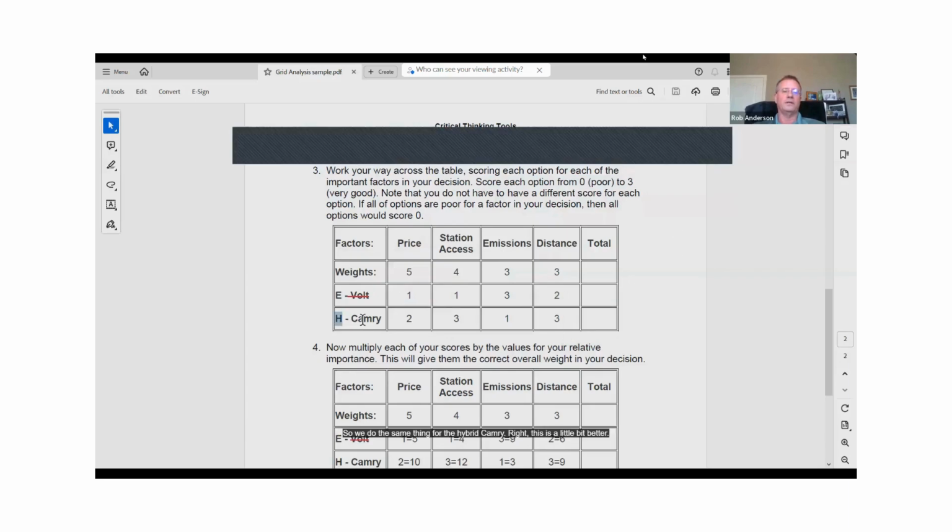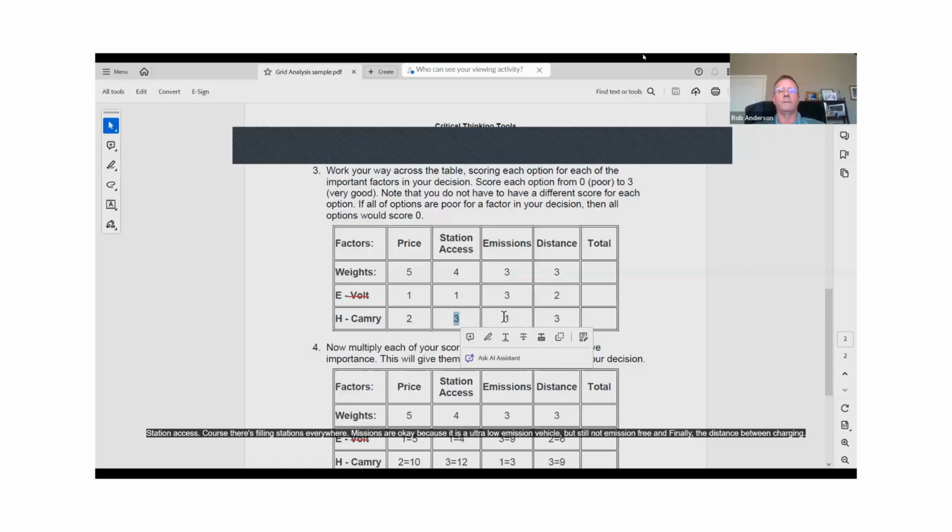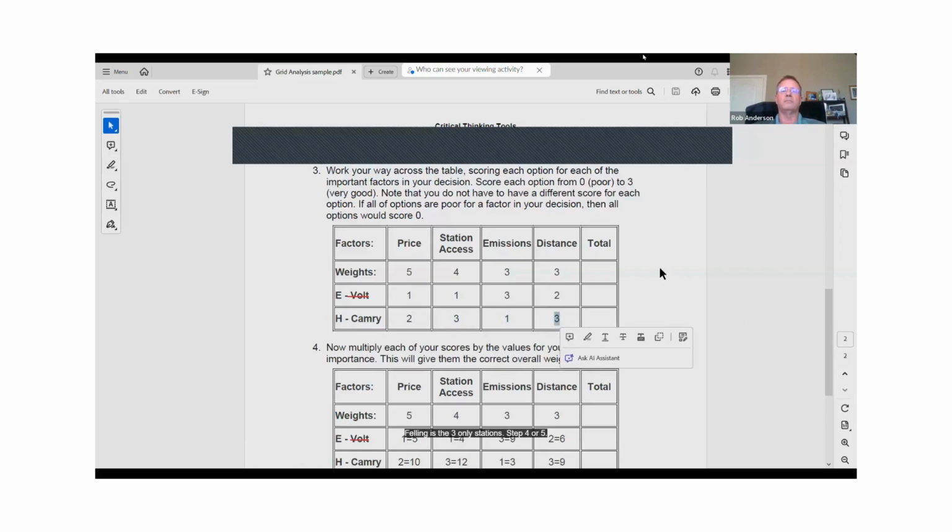So we do the same thing for the hybrid Camry. Price is a little bit better. It's a 2. Station access, of course, there's filling stations everywhere. Emissions are okay because it is an ultra low emission vehicle, but still not emission free. And finally, the distance between charging and filling is a 3. Plenty of stations in town.